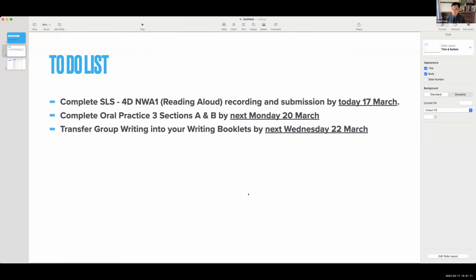I think most of you have already done this in the lab. The last time we were there, we transferred our group writing into our writing booklets. But if you haven't done so, by next Wednesday, okay?